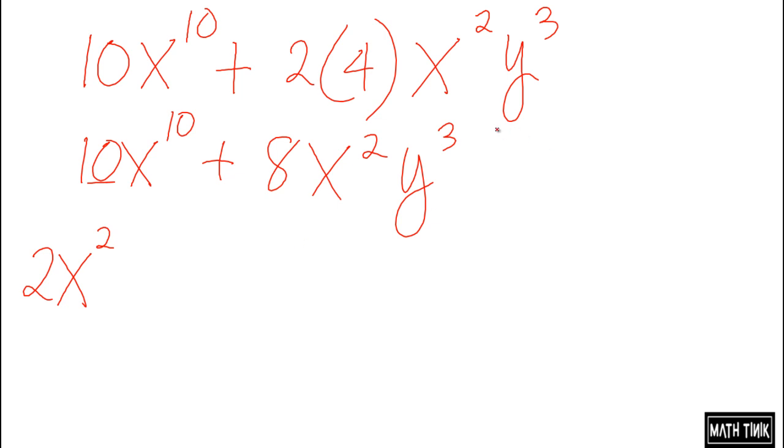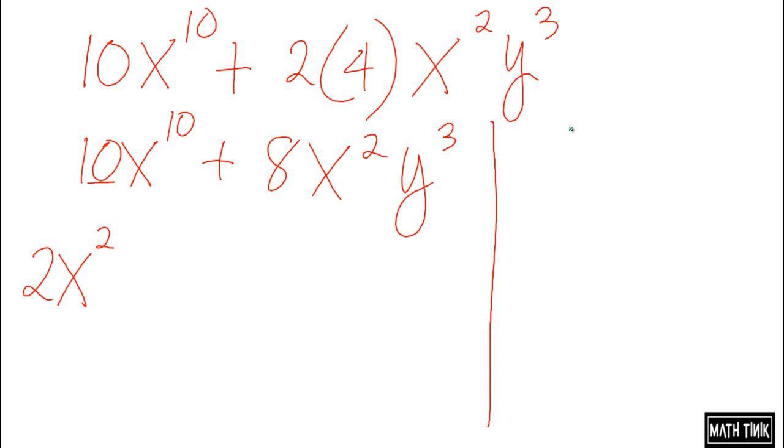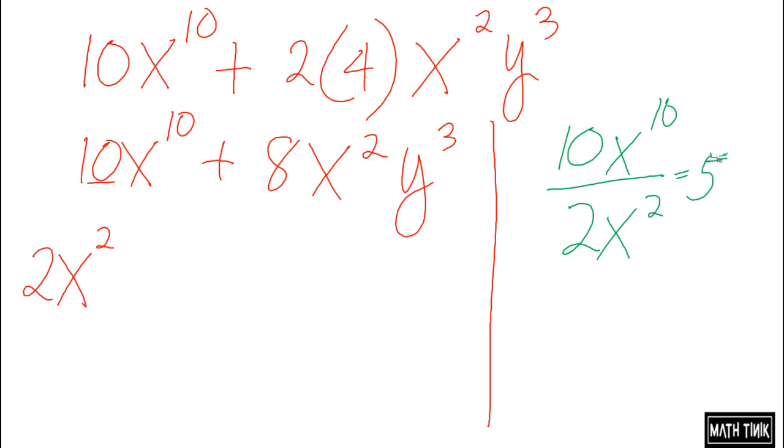So, let's have another color. Our first term is this one, 10x raised to 10. You divide it by what you factored out, 2x squared. So, it will give you 10 divided by 2, that's 5. Then, in the quotient rule, when the base is the same, you have to subtract the exponents. So, 10 minus 2 will give you 8.